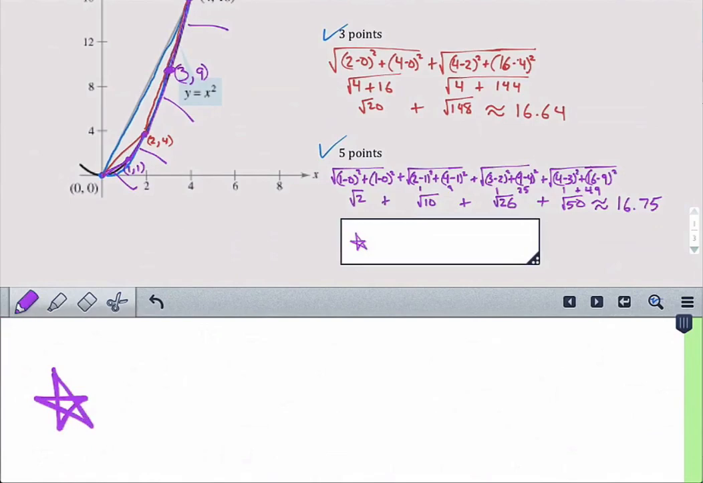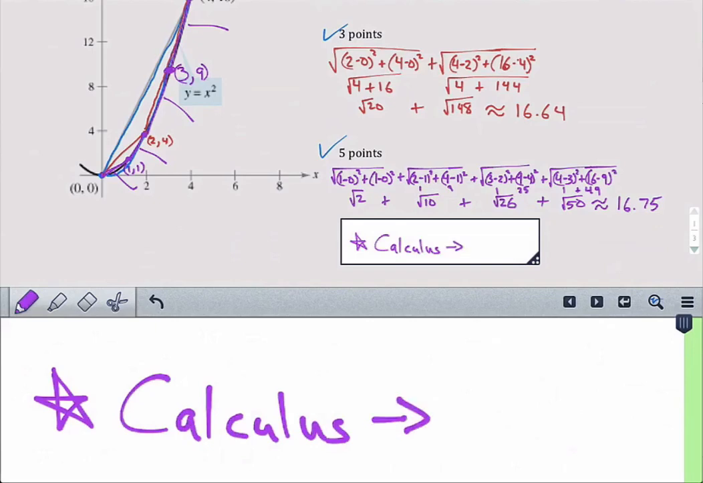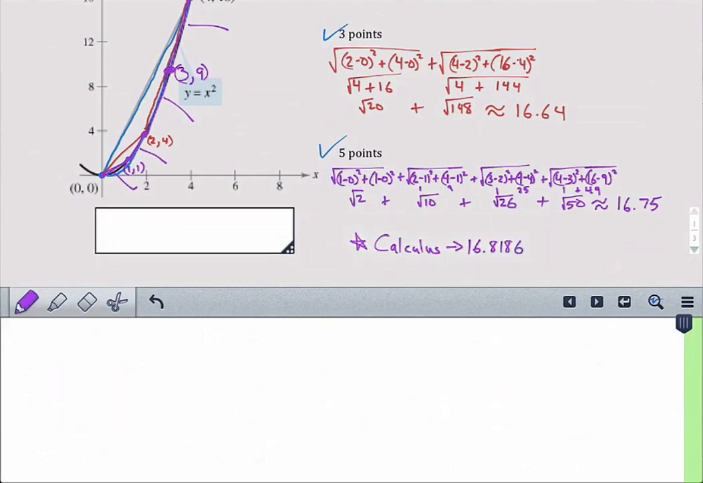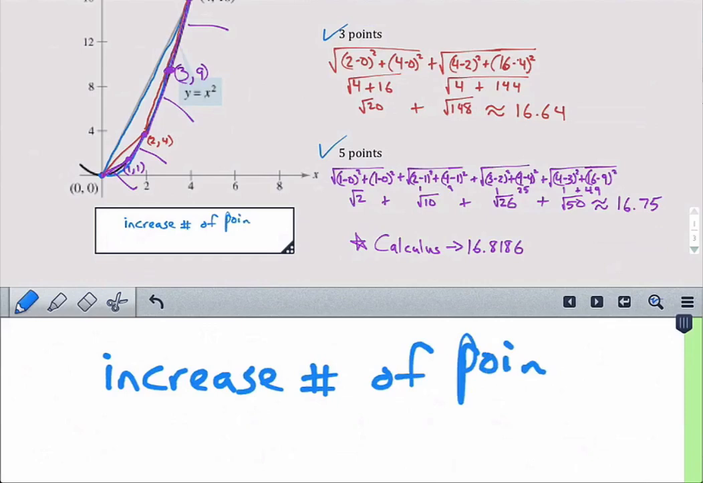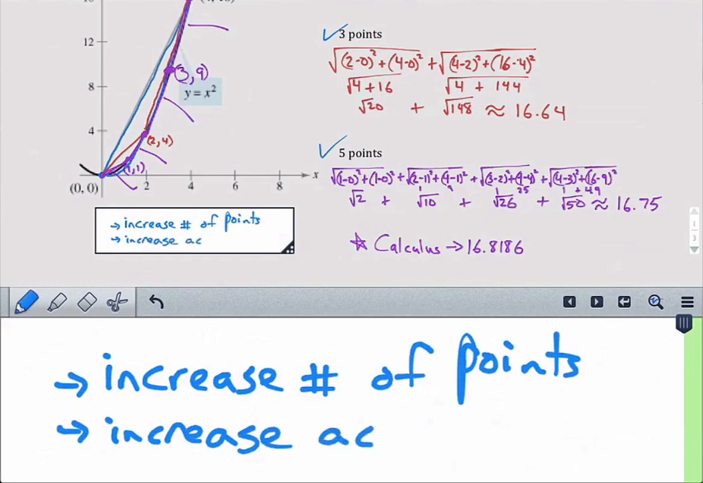And we're going to be able to do this a little bit later on in the year using calculus. And calculus actually gives us an answer of 16.8186. So you can see that we're getting closer, but here's the key. If you increase the number of points, then you also increase the accuracy.